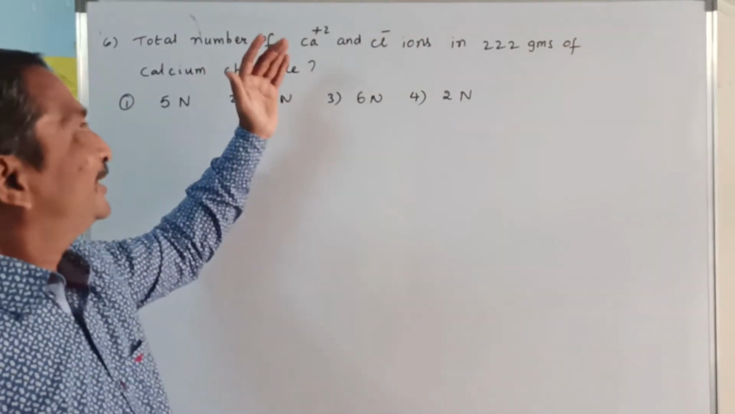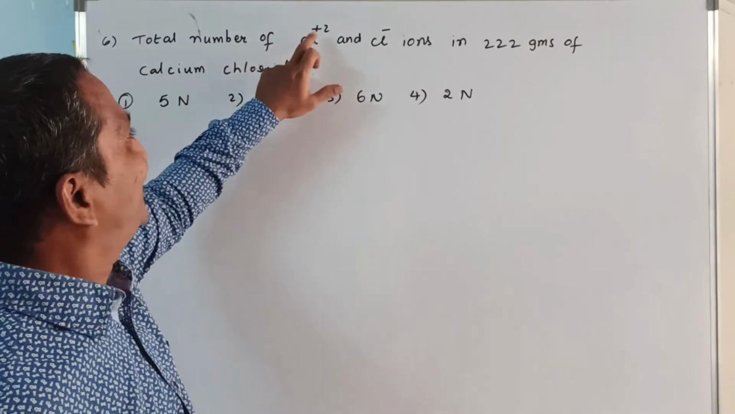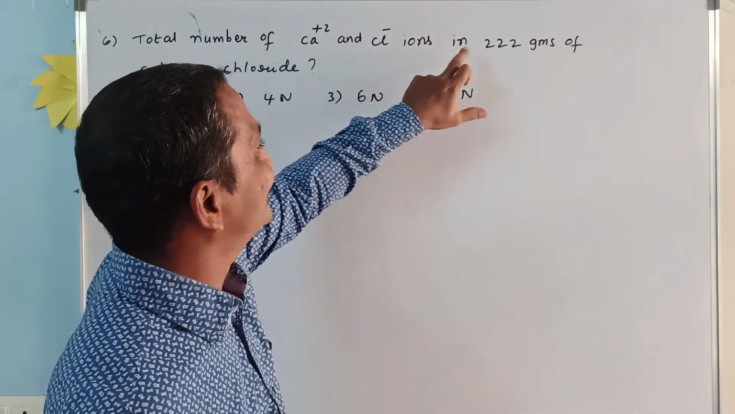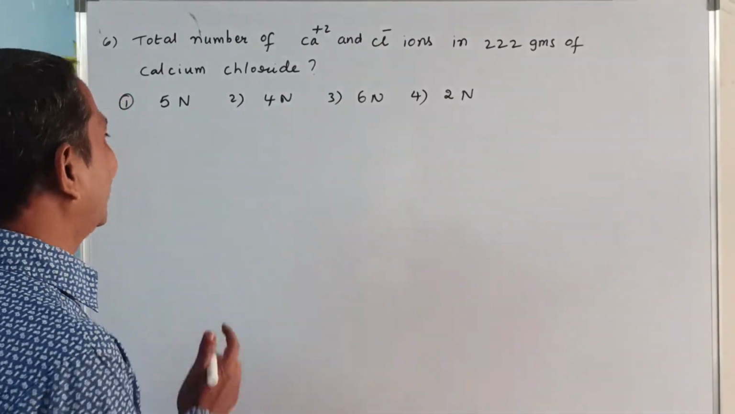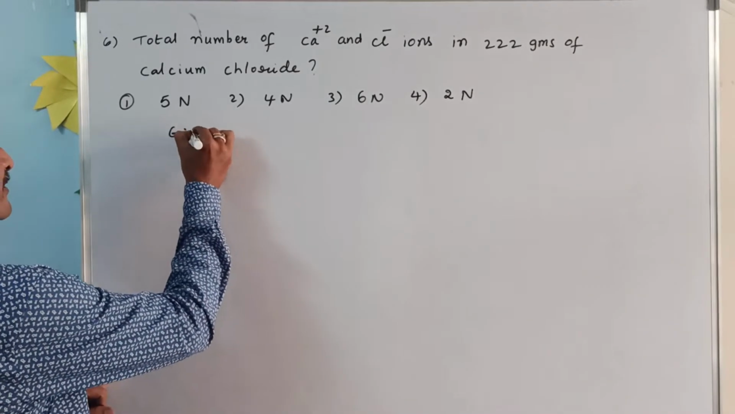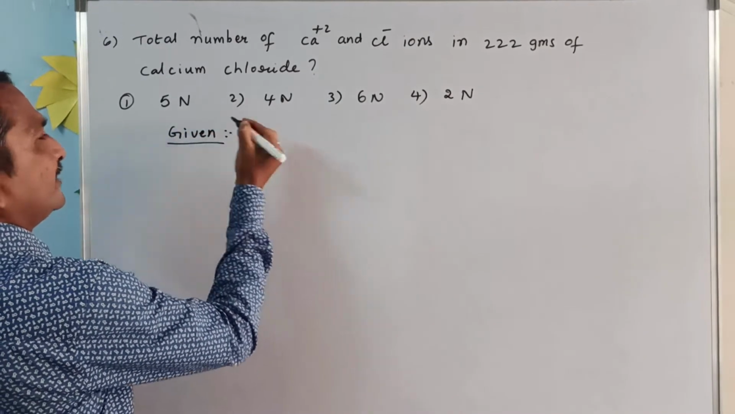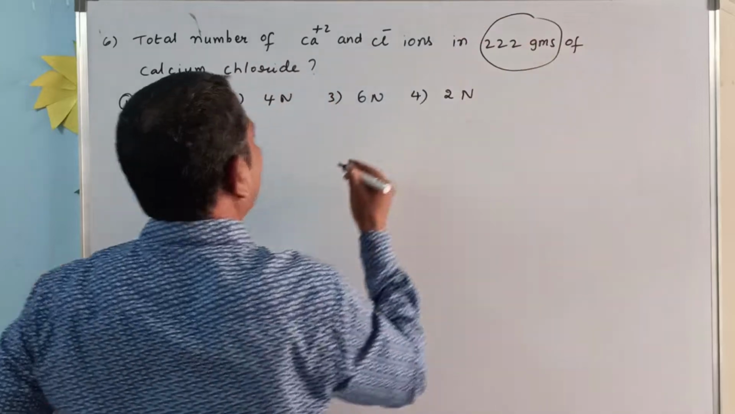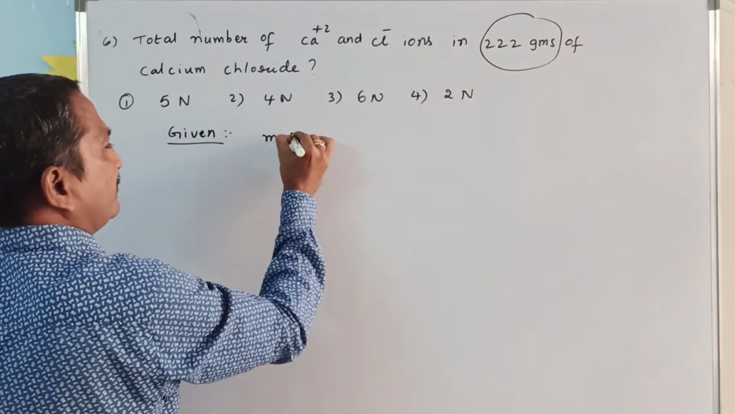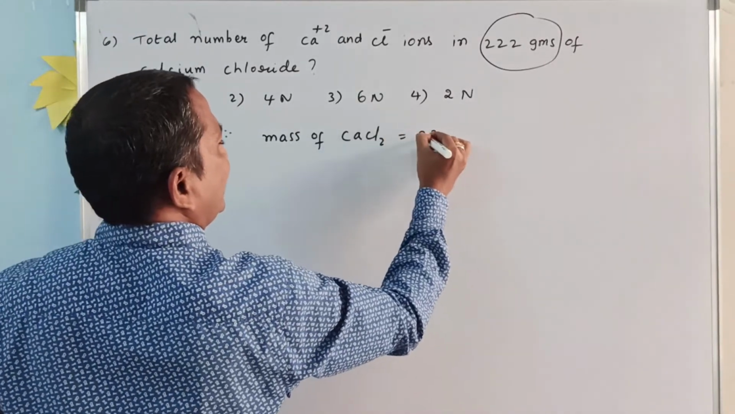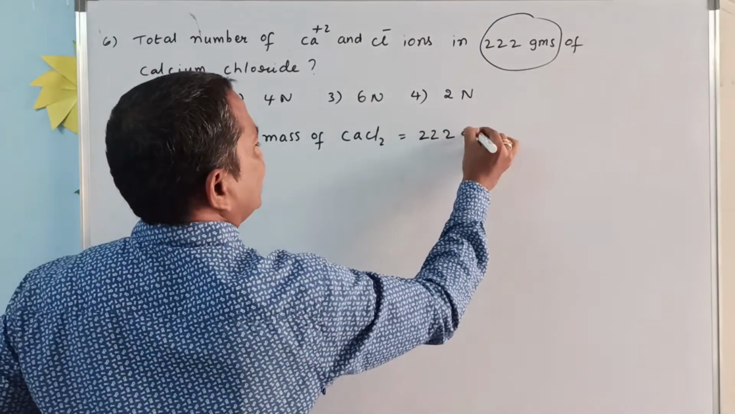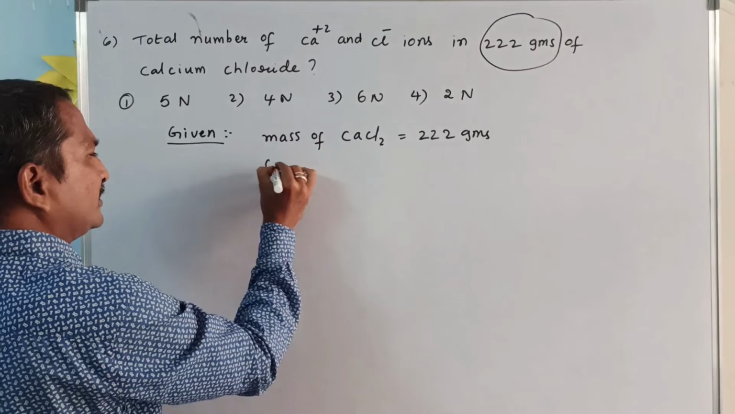Let us see another problem. Total number of Ca2+ and Cl- ions in 222 grams of calcium chloride. These are the options. Again we have to write the given. Here, this is given: mass of calcium chloride, CaCl2, is 222 grams. What do we know from concept?